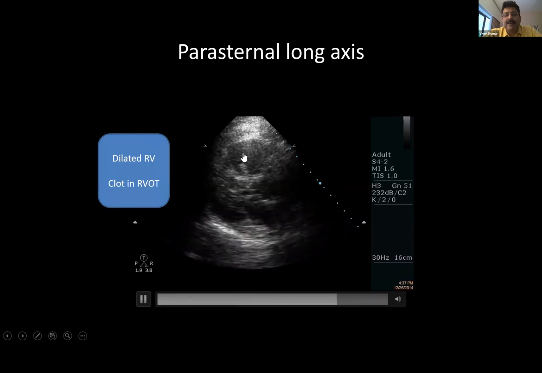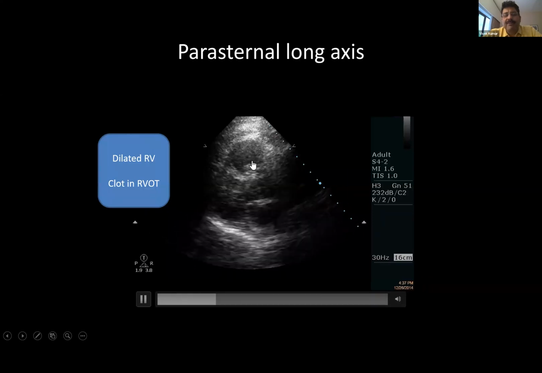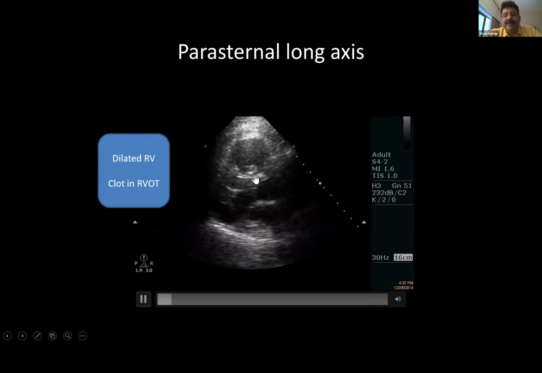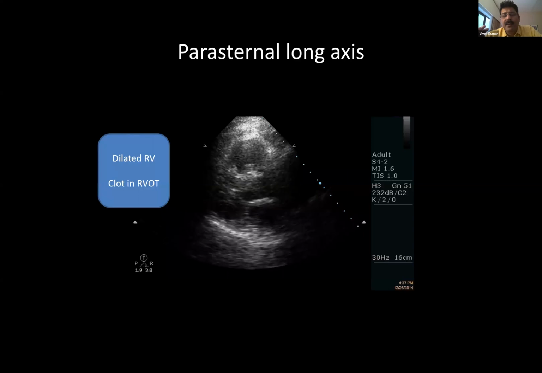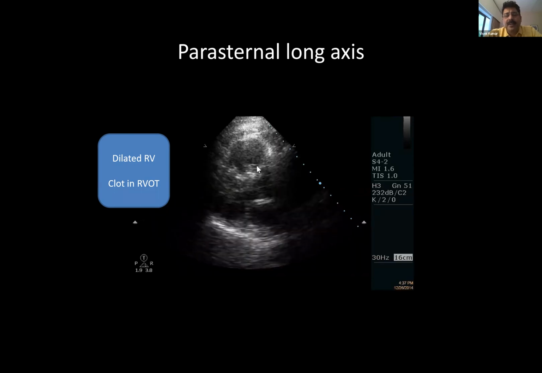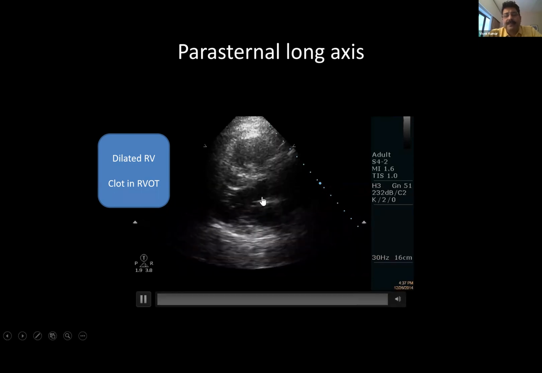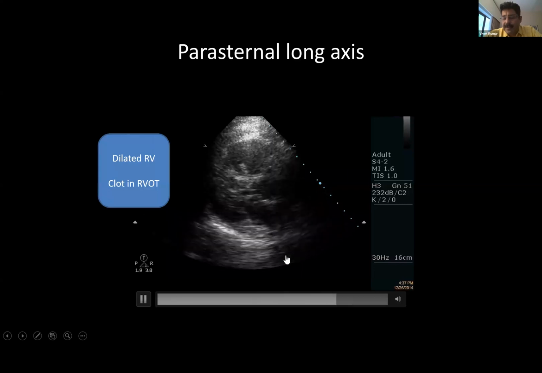Even if you are a beginner, you should understand that the right ventricle never looks so big and prominent. It's always the smaller baby to the left ventricle. And the second thing is, in the right ventricle, you can see somebody waving a flag or raising a hand over here, which is a hyperechoic, lobulated mass which is generally attached to the interventricular septum. So from this image, I know that the right ventricle is dilated.